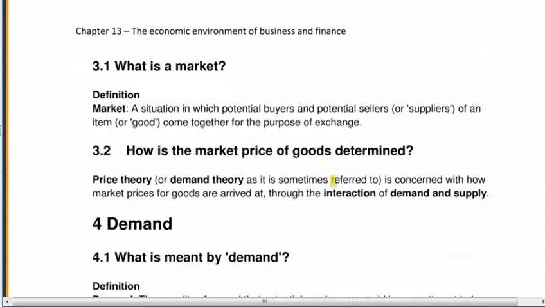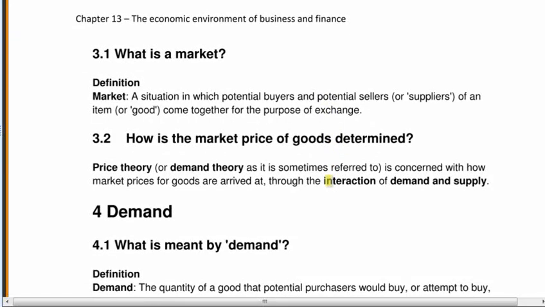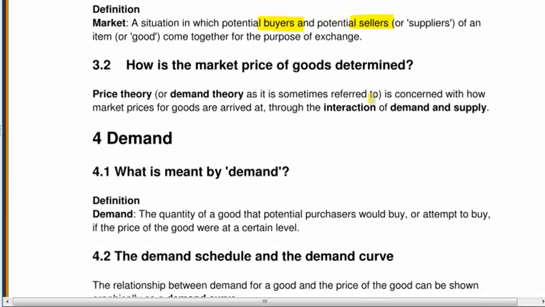So what is a market? Well, it's any place where buyers and sellers come together. Which is probably just about what you would have guessed. So, how is price determined? Price is determined in the world of economics by the interaction of demand and supply. So we need to think about all the things we need to know about demand first, then we'll think about the equivalent for supply, and then we'll bring the two together.